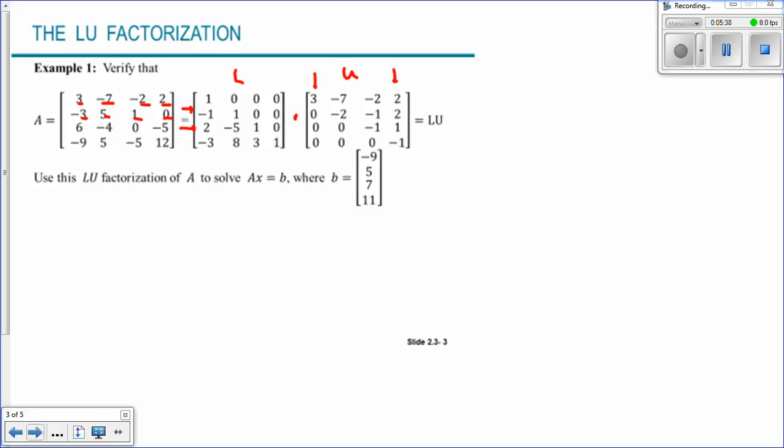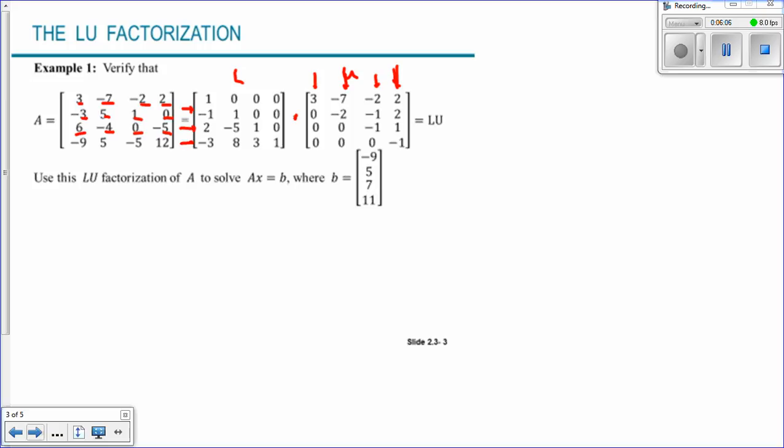Okay, now we're on the third row. Times the first column will be just 6. Third row, second column will be -14 plus 10, or -4. Third row, third column will be -4 plus 5 minus 1. And then third row times the fourth column will be 4 minus 10 plus 1, which is -5.